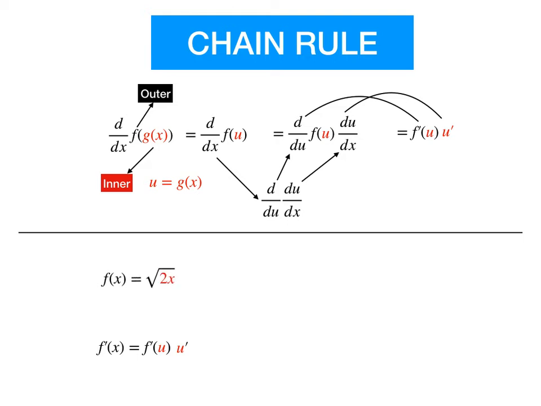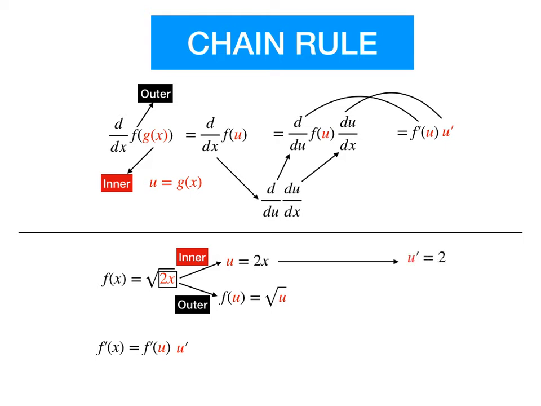If you are given the function f of x equal to the square root of 2x, then you know that this is a composite function, where the inner function is 2x. So you let u equal 2x. And the outer function is square root, but now it has to be square root of u, because you already let 2x equal u. Then you can find the derivative u prime equals 2, and f prime of u equals 1 over 2 square root of u. Again, we need to have our variables consistent.